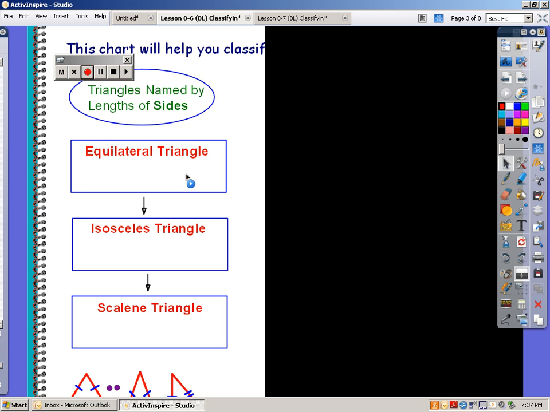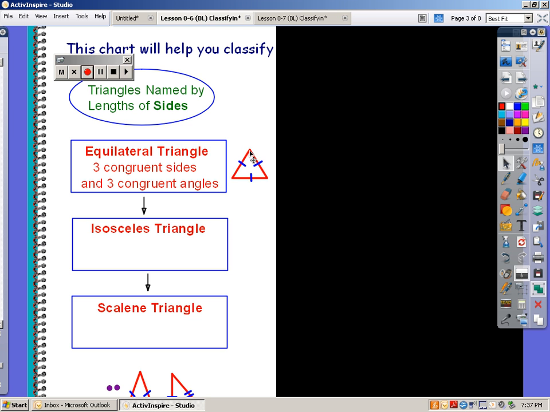Equilateral triangle. An equilateral triangle is a triangle with 3 congruent sides and 3 congruent angles. Here's a picture of an equilateral triangle. These blue markings that you see right here are called tick marks. And since they all have the same marking, that's how you know that those 3 sides are all congruent. And the 3 angles are all the exact same size.